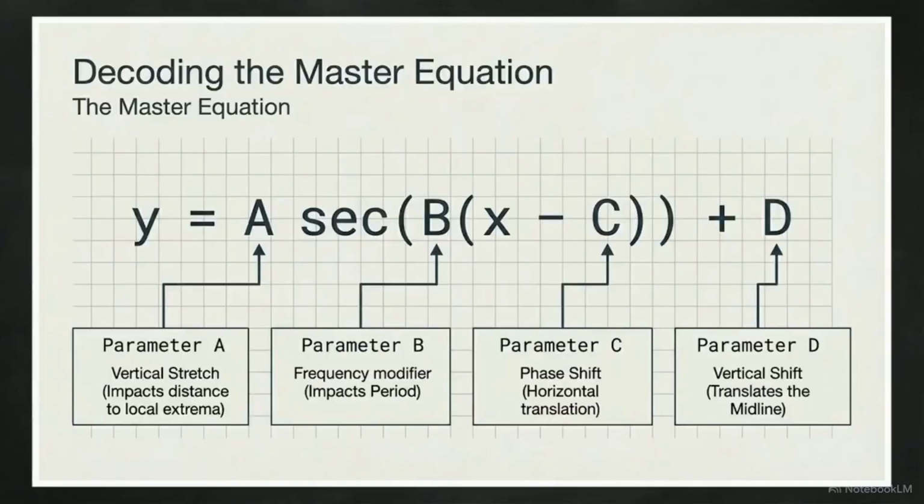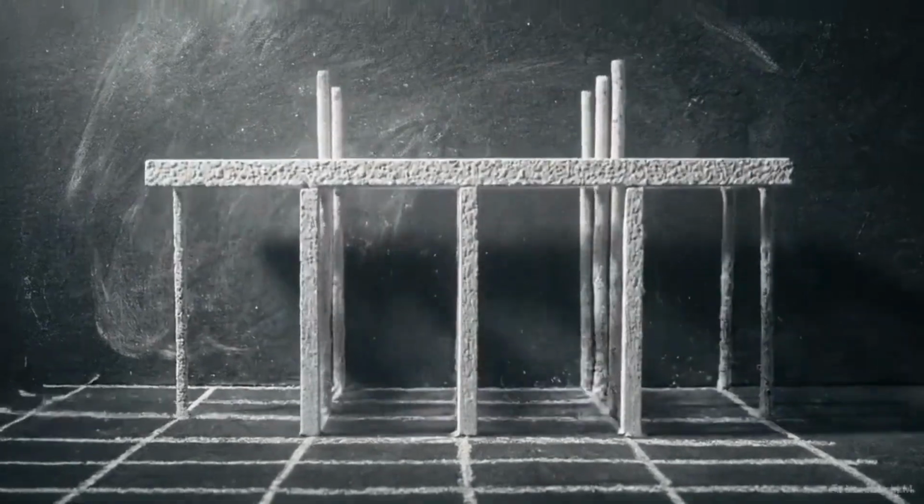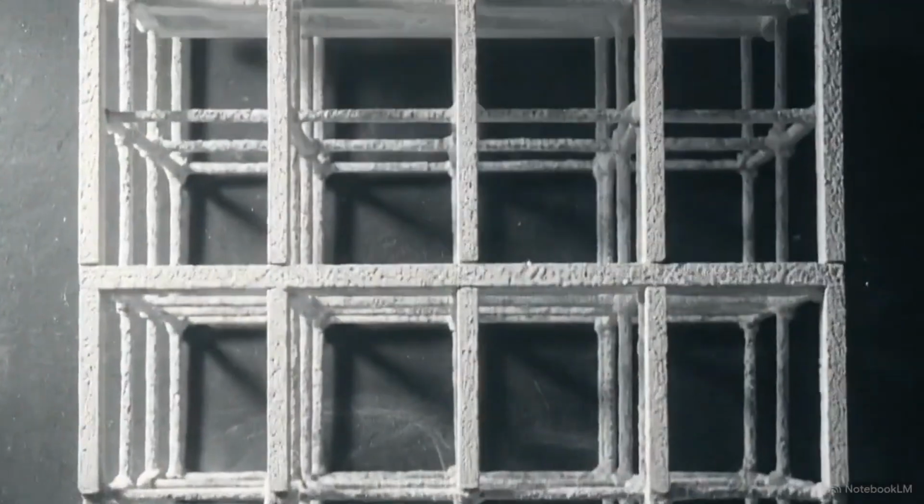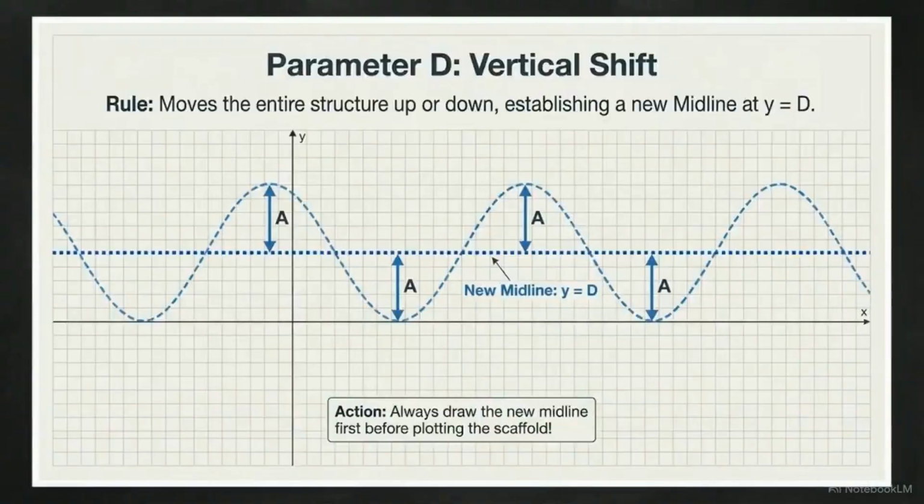This graphic breaks down the master equation. While it looks intimidating, we can easily control the graph by isolating these 4 distinct parameters. We always construct the vertical frame of our architecture first, and that begins at the very end of the equation with parameter d. As this diagram shows, parameter d dictates vertical elevation. It shifts the entire structure up or down, establishing a brand new horizontal midline independent of the standard x-axis.